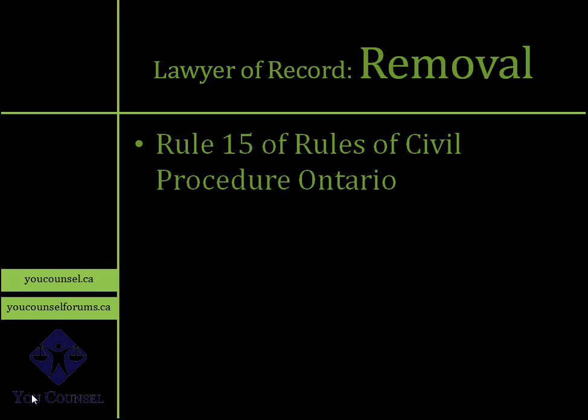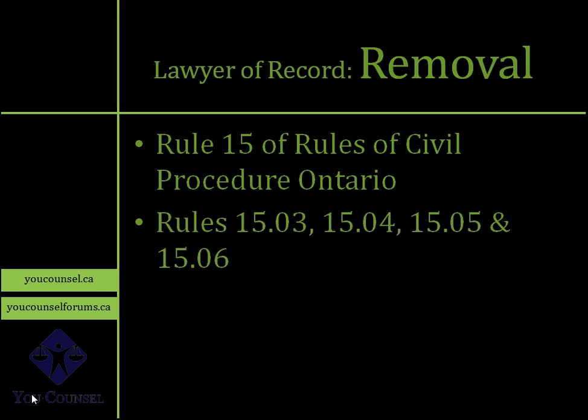With respect to the lawyer's removal and appointment and all of these matters, lawyer of record, Rule 15 of the Rules of Civil Procedure of Ontario is the one that deals with that. We have discussed Rule 15 in another lecture, which was on self-representation, but this rule is specific to all kinds of representation. And 15.03, 15.04, 15.05, and 15.06 are four sub-rules of Rule 15 that specifically deal with the appointment of a lawyer, the removal, the intention to act in person, or a corporation's desire to represent itself. So you can have a look at that. I'll quickly show you the slide where these rules are, and then you can review them on your own later on.